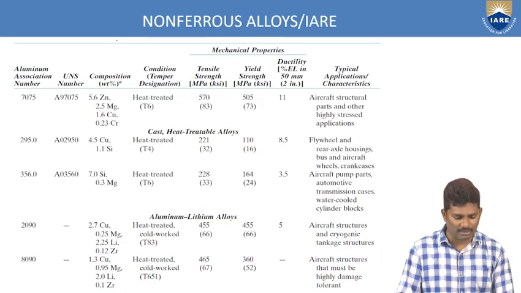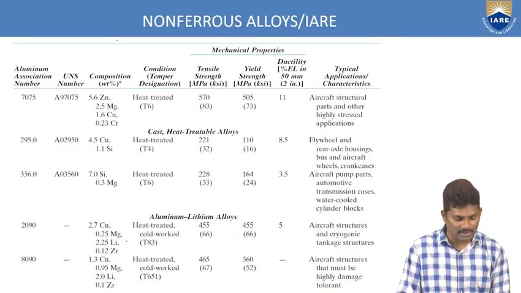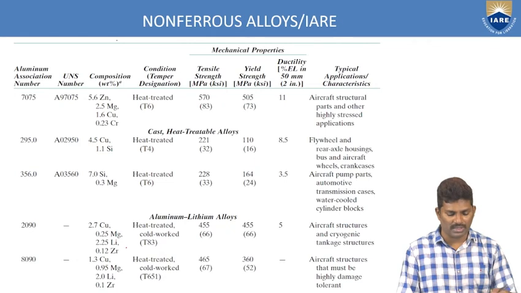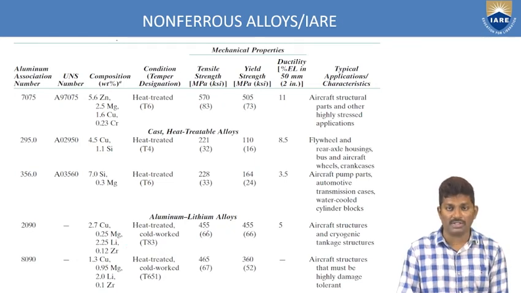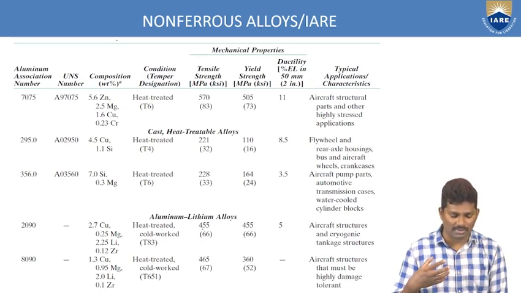And this is another type, 2090 type of aluminum. So here you have 2.7 weight percentage of copper, 0.25 of magnesium, 2.25 of lithium, and 0.12 of zirconium. So these are all different compositions you have. Based upon these alloying elements, what is happening? There is an increase in the mechanical property. Suddenly it is increasing from 200 to 455.